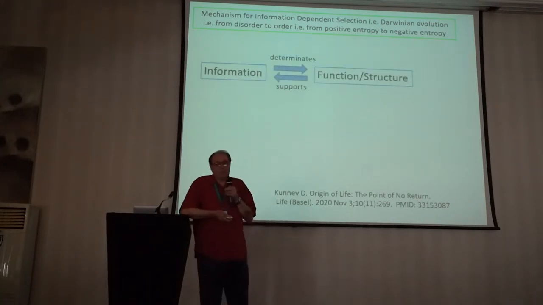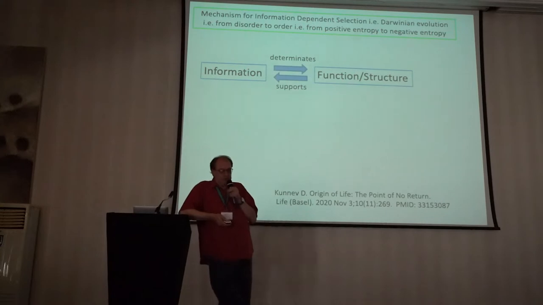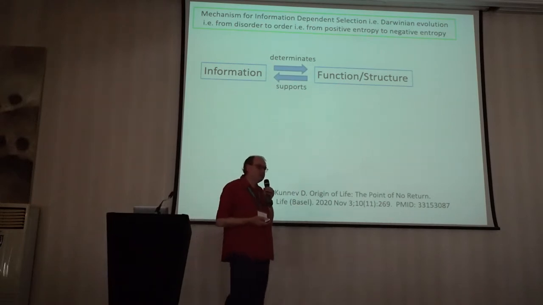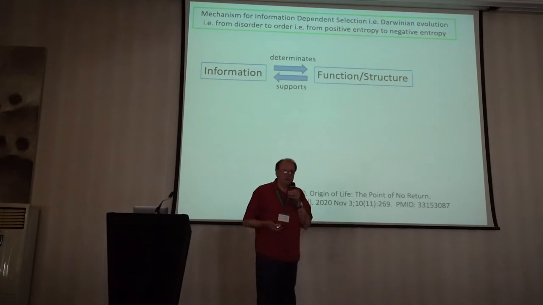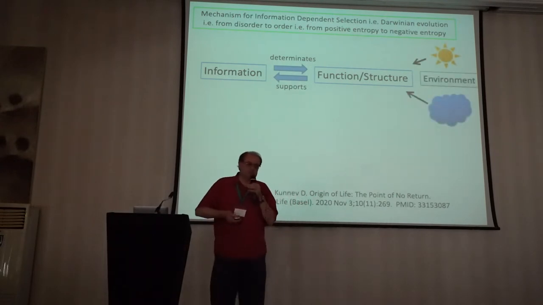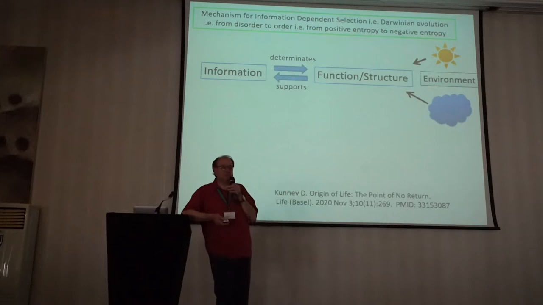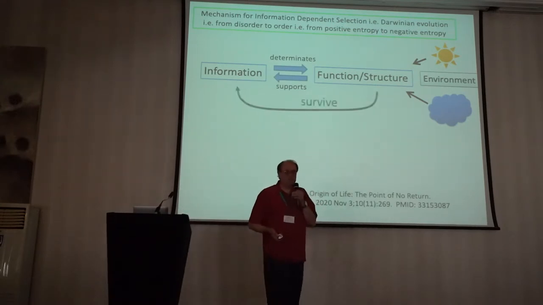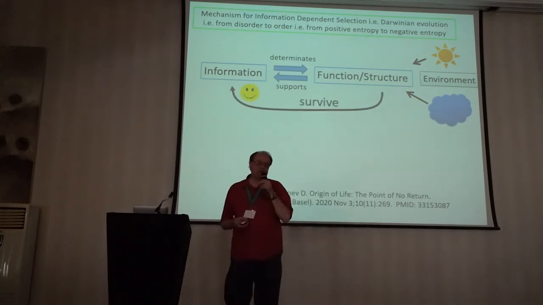Okay. Now, if we have an informational source which determines some kind of structural function, and those interact with each other, and you have this system, if you put this system in an environment, what could happen? Two things could happen. One, this system would simply perish. It will be destroyed by the environment. But there is also another possibility, where this system would survive.